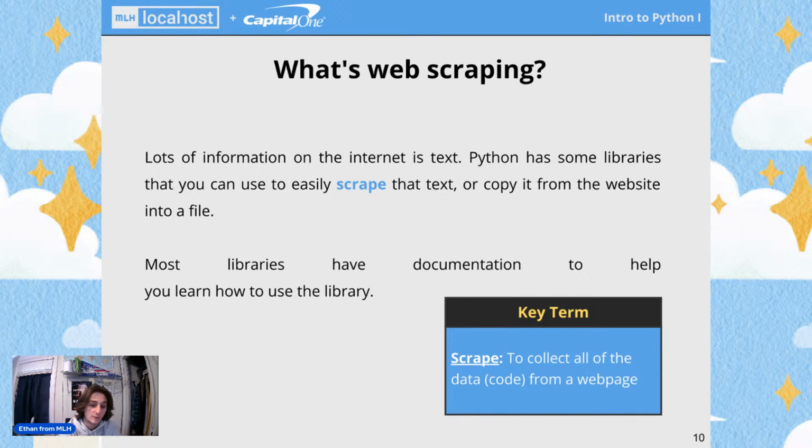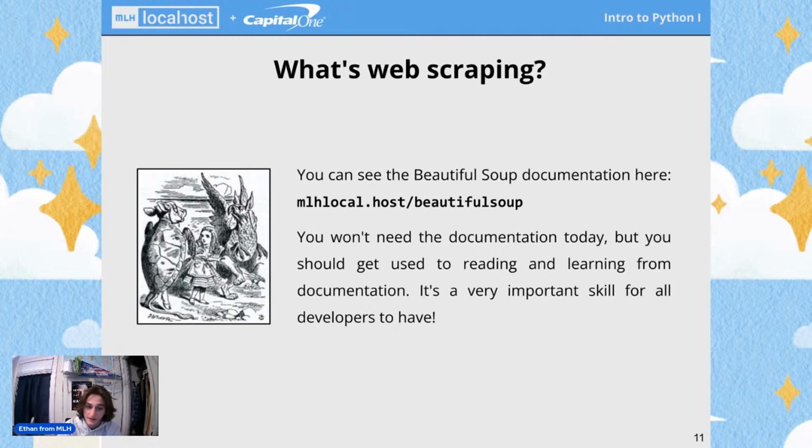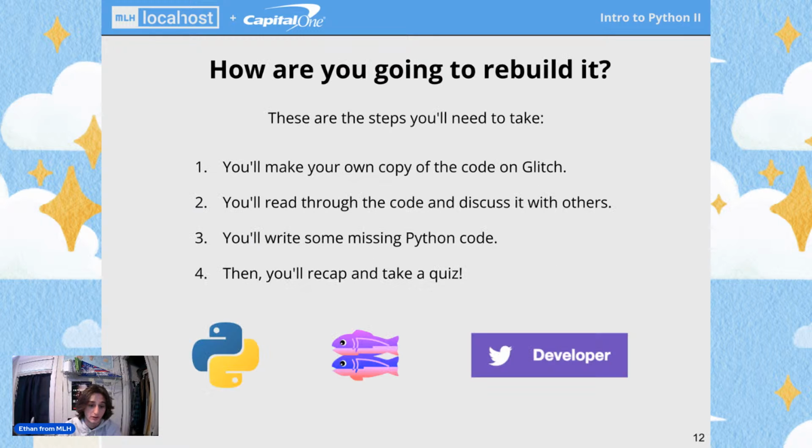Most libraries have documentation to help you learn how to use the library, and that's what makes it easy to use. And you can look at the Beautiful Soup documentation over at mlhlocal.host/beautifulsoup. And I'll have that open here in just a second as we begin to work.